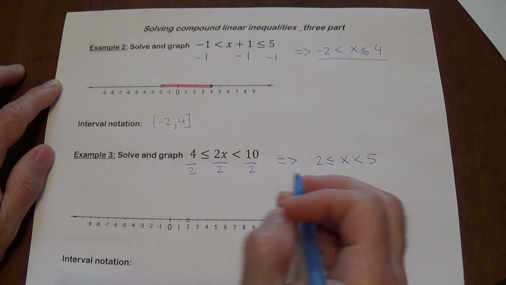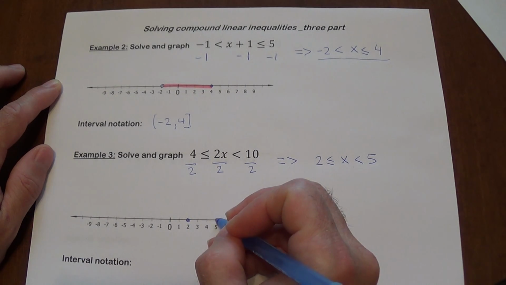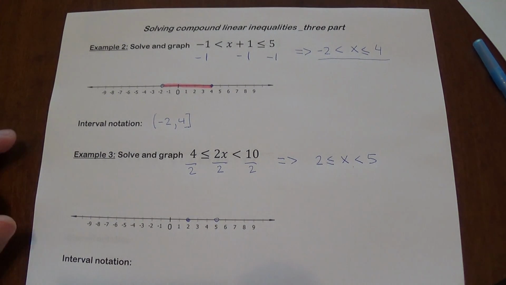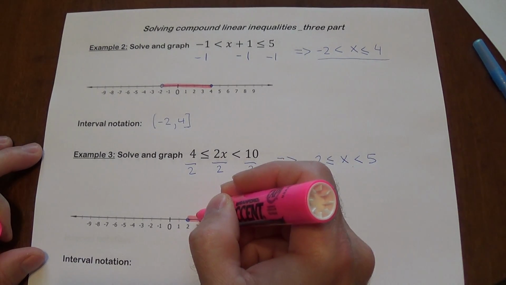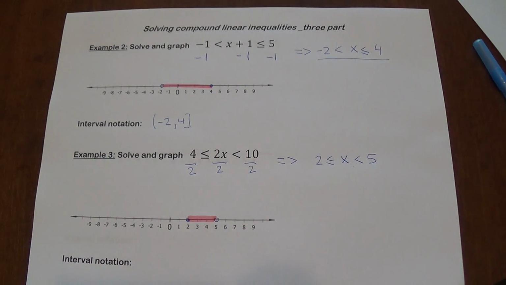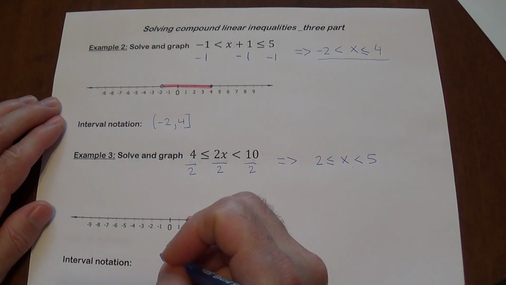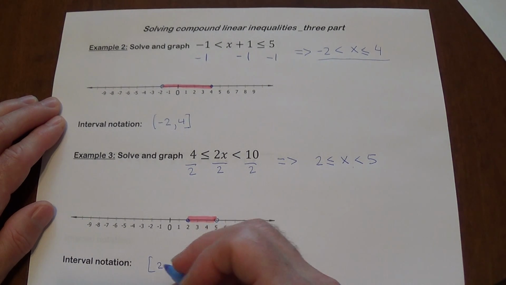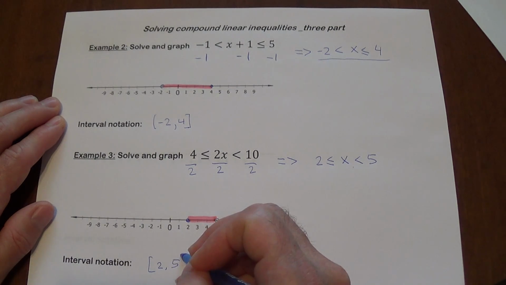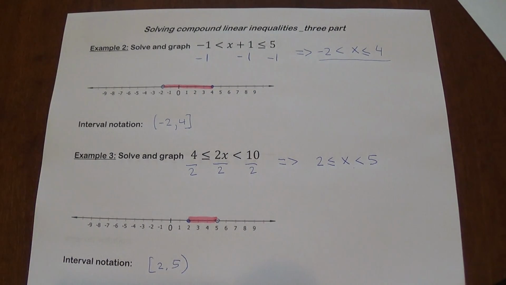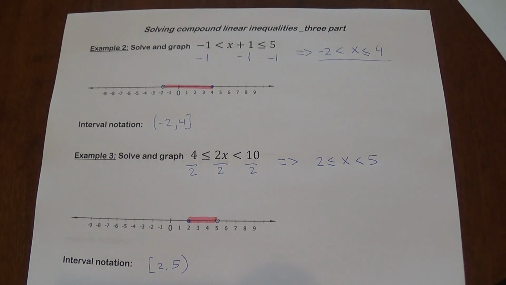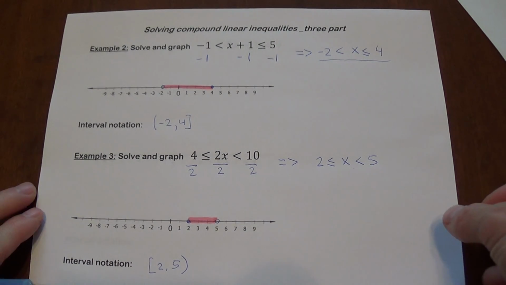So 2 right here is going to be closed. 5 is going to be open. And in this format, this is going to be the part that's in between the two. So right there is going to be our solution when we graph it. And with the interval notation, this is going to be from 2, closed because of the closed circle, so bracket, and 5, which is going to be open. Can they be both open and both closed? Yeah, absolutely. That just depends on the symbols that your problem has. Okay, moving on.